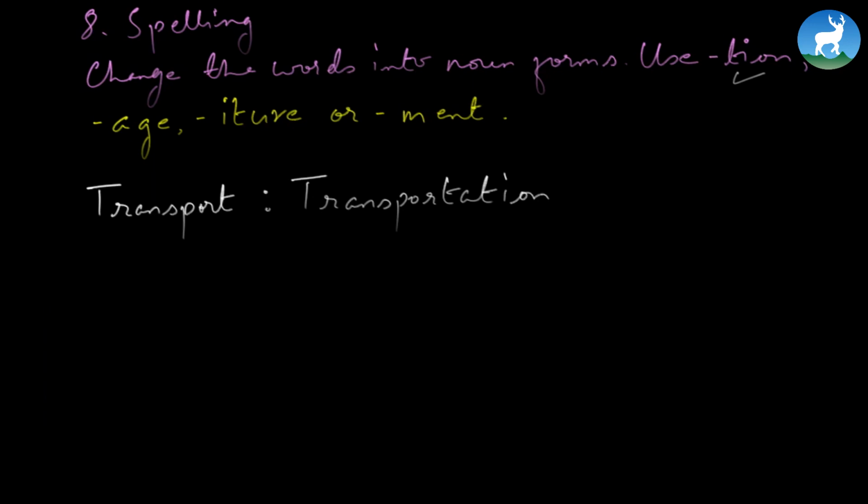Change the words into noun forms. So we change this by adding tion. We made it transportation, right? And it remains a noun.